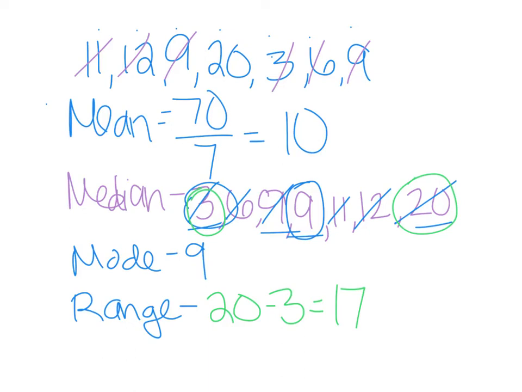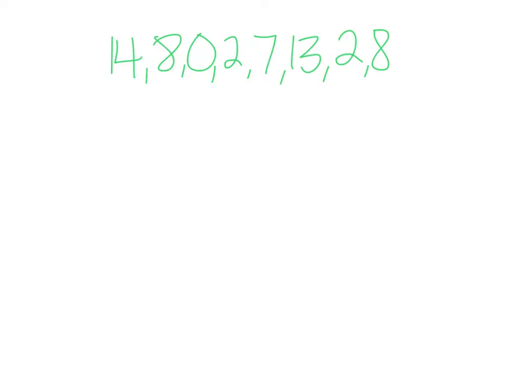So now go ahead and let's look at the next slide. We're on slide number 5. We're going to do the mean, going to type it into my calculator again. 14 plus 8 plus 0 plus 2 plus 7 plus 13 plus 2 plus 8 gives me 54.